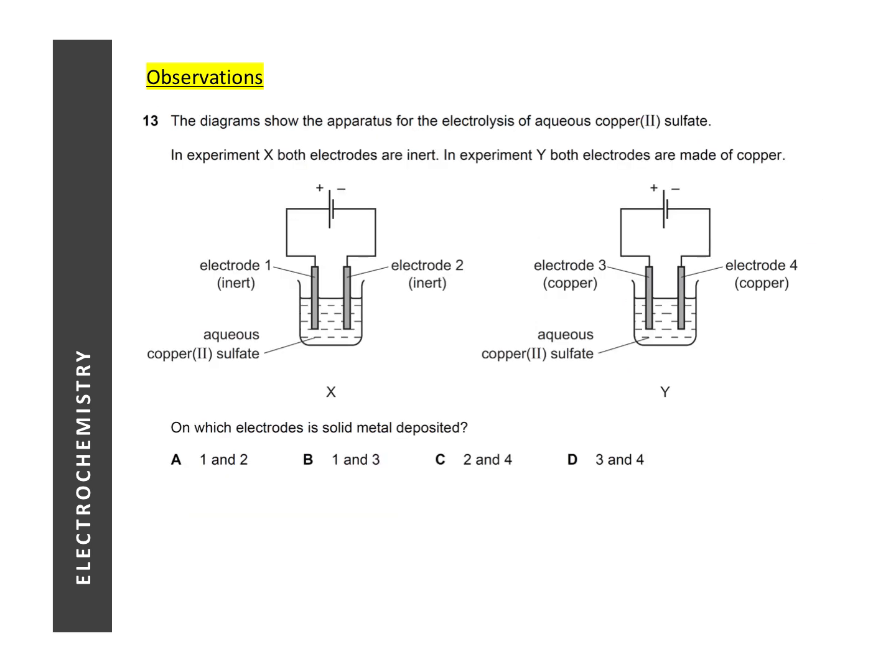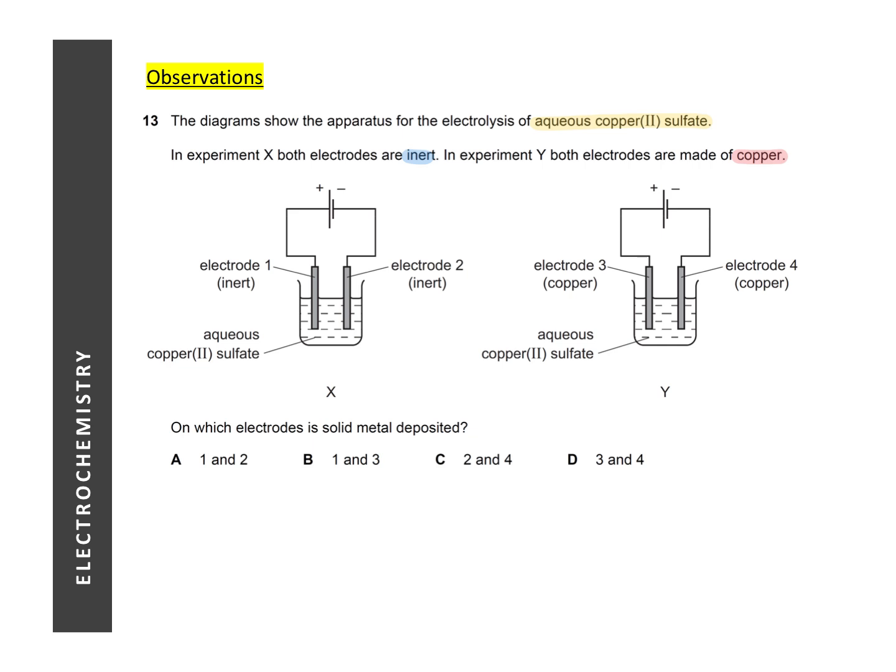For this question, we are shown 2 electrolytic cells. The electrolyte in both cells is the same. It is aqueous copper 2 sulfate. So we are also told that for experiment X, meaning the electrolytic cell on the left, the electrodes are inert, and for the electrolytic cell on the right, the electrodes are active, reactive electrodes in the form of copper. So the question simply asks on which electrodes is solid metal deposited.